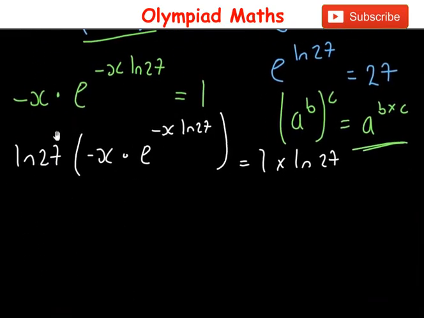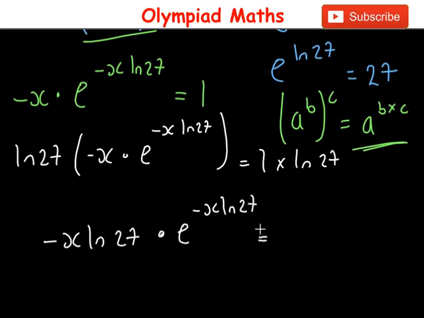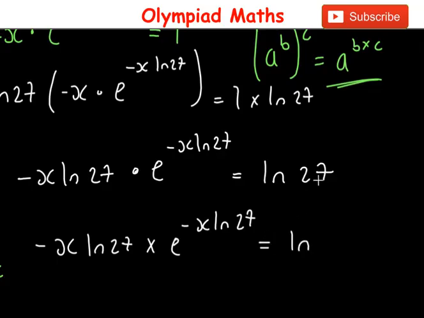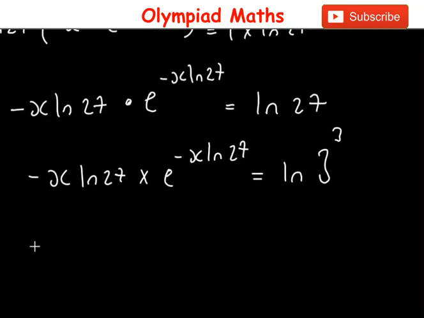And if we do this, we have ln 27 times minus x is minus x ln 27, then times e raised to power minus x ln 27. This equals 1 times ln 27, which is equal to ln 27. So at this junction, we have minus x times ln 27, then times e raised to power minus x ln 27 is equal to ln 27, which can be written as ln of 3 raised to power 3.